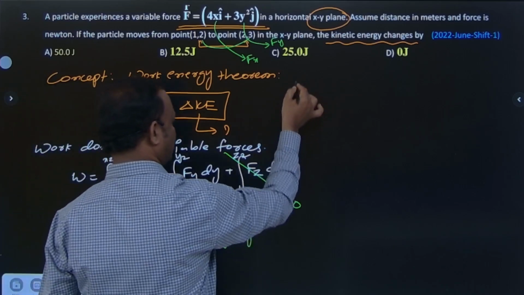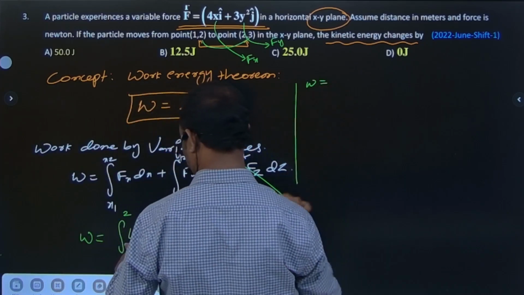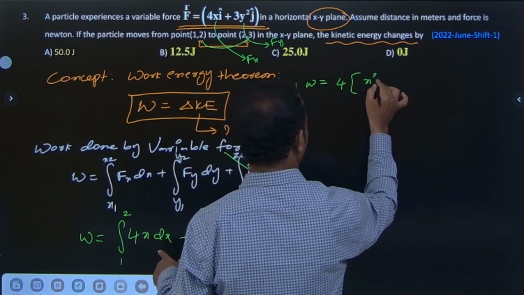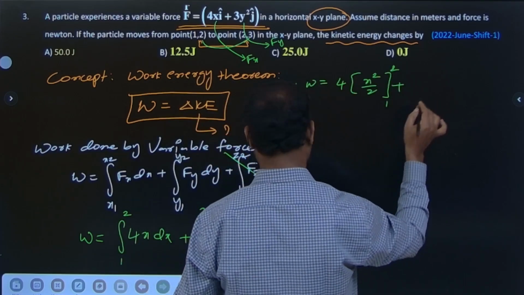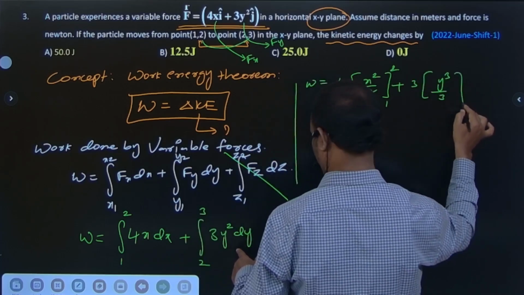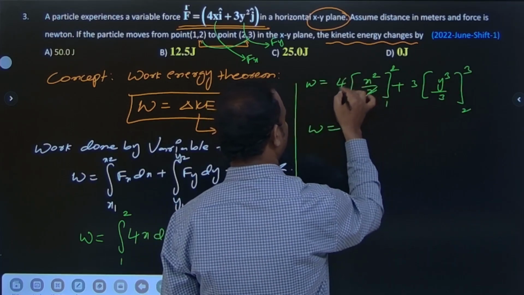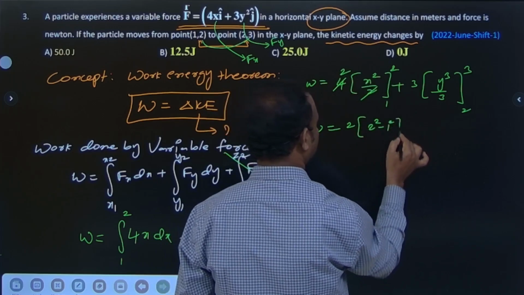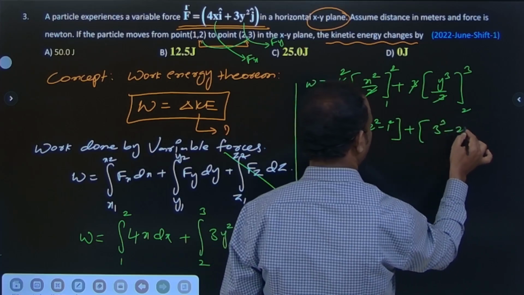Yes, so let us see now. First one, W as it is. Next one, 4 outside, integration of x dx, x square by 2, with limits 1 to 2, plus 3 times y cube by 3, with limits 2 to 3. So W is equal to 2 times 2 square minus 1 square, plus, 3 cancels, 3 cube minus 2 cube.